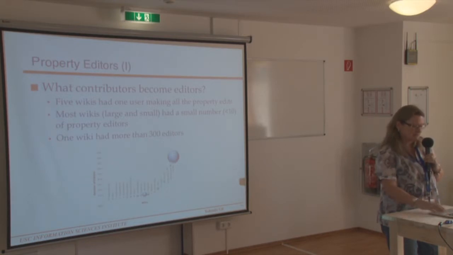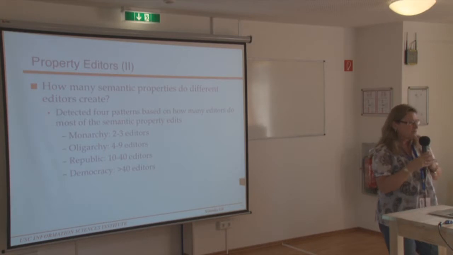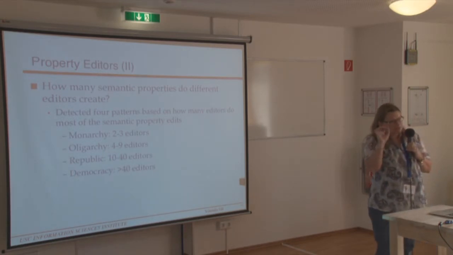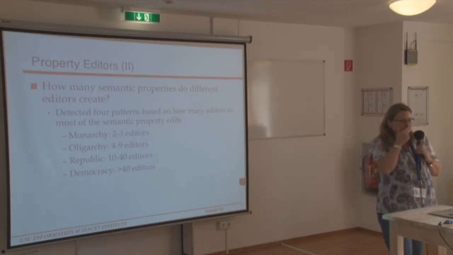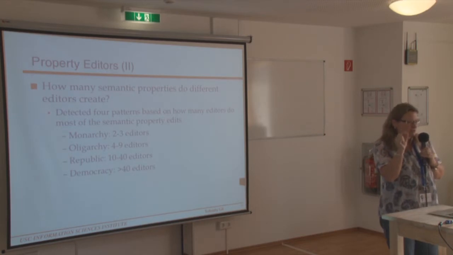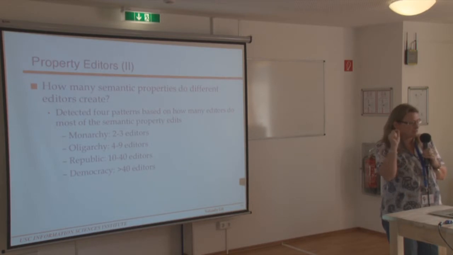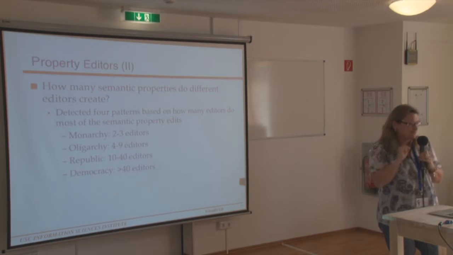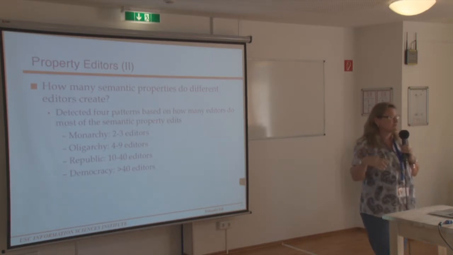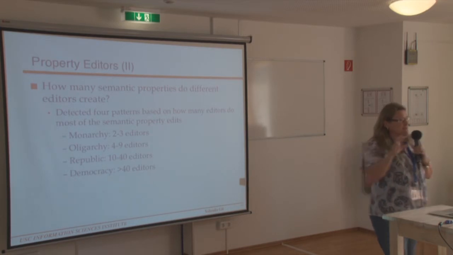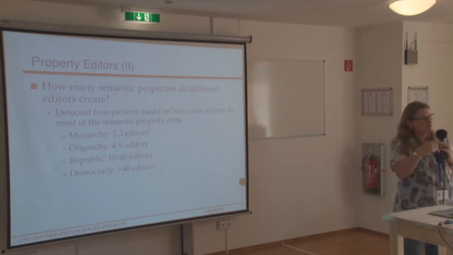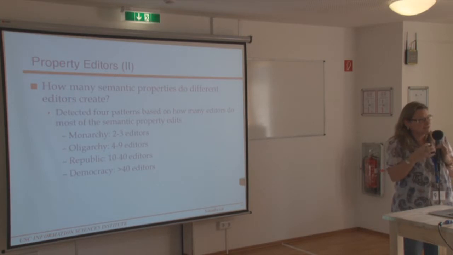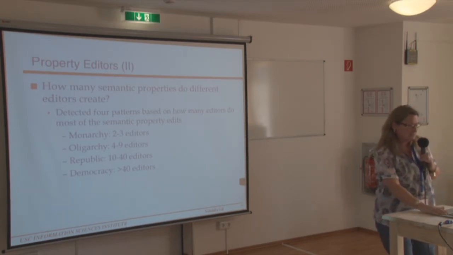Only one wiki had 300 editors. Again, we're talking about 20 wikis. We found that most of them had a very small number. So we started creating these categories. A monarchy would have 2 or 3 editors. An oligarchy would have 4 to 9 editors. A republic would have 10 to 40 editors, and a democracy would have more than 40. These are somewhat arbitrary, but in some sense it gives you an idea of how much communication needs to happen between these editors to really coordinate the edits.